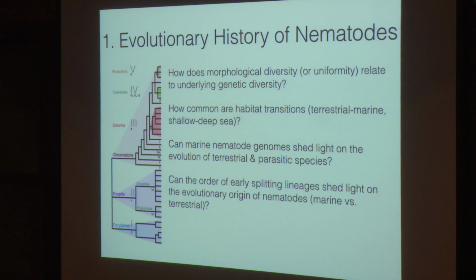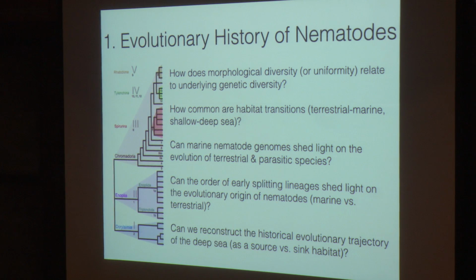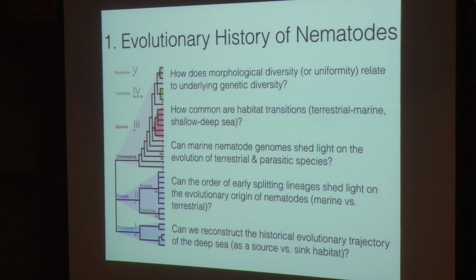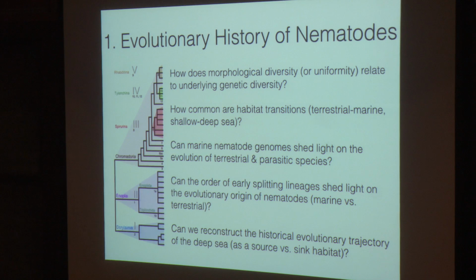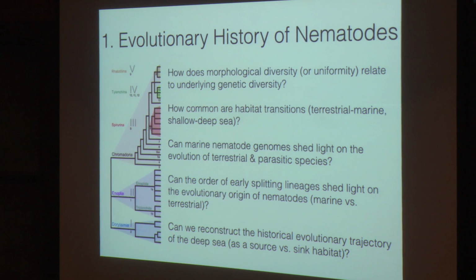Can we infer the evolutionary origin of nematodes? Did they originate in a terrestrial or marine environment? And finally, when we're looking at these vast understudied ecosystems like the deep sea, can we use phyla such as nematodes to reconstruct the historical evolutionary trajectory of this habitat as a source versus a sink habitat?